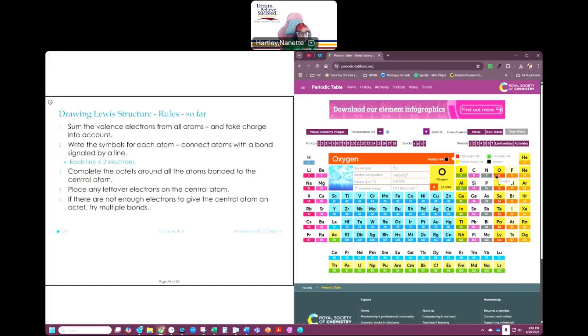Now, the rules so far: we're going to sum the valence electrons from all atoms, and take the charge into account. We're going to write the symbols for each atom, and connect those atoms with a bond, which is signaled by a line. Each line contains 2 electrons. We're going to complete the octets around the atoms bound to the central atom, and then place any leftover electrons on the central atom. And if there are not enough electrons to give the central atom an octet, then we're going to try multiple bonds. Okay, so that's what we're going to do first.